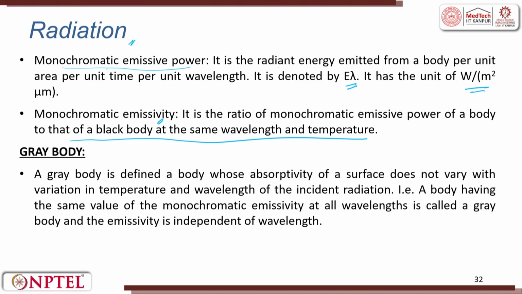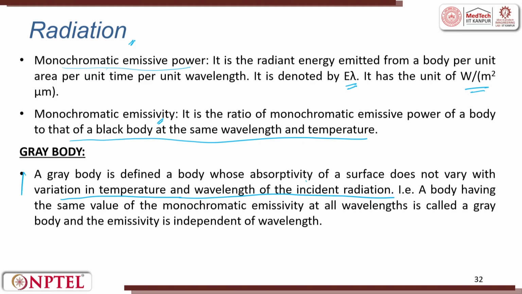When we look at physical properties, we talk about specific heat, heat conduction, and also emissivity and reflectivity. There are bodies called gray bodies. We know black, the other one is gray. A gray body is defined as a body whose absorptivity of the surface does not vary with variation in temperature and the wavelength of the incident light.